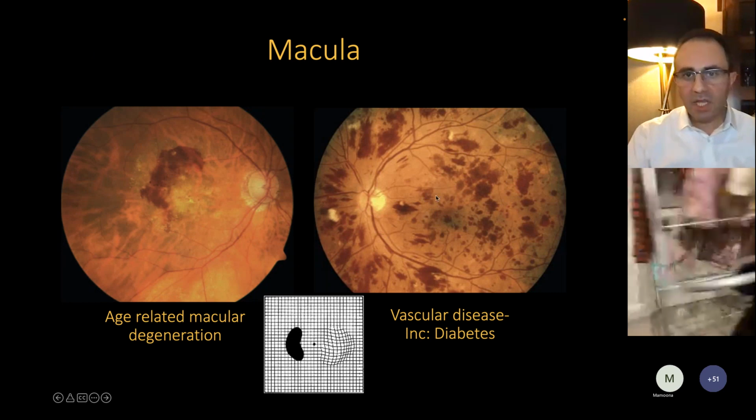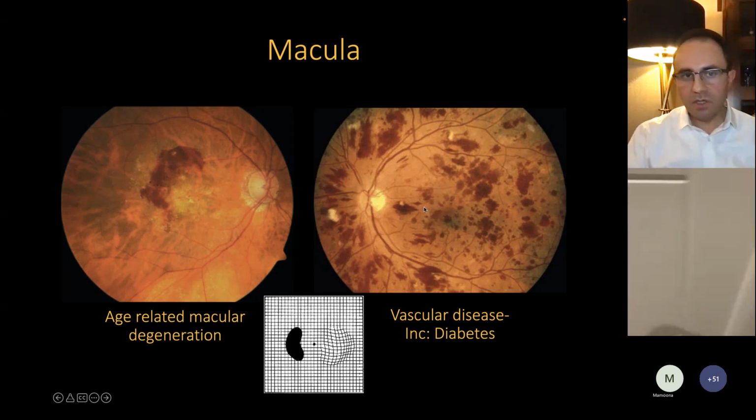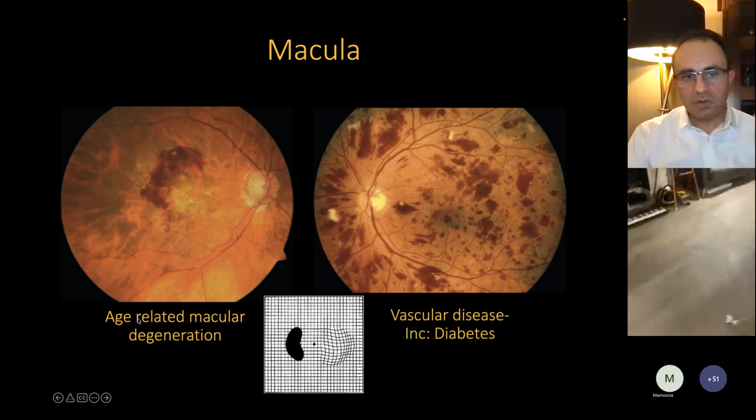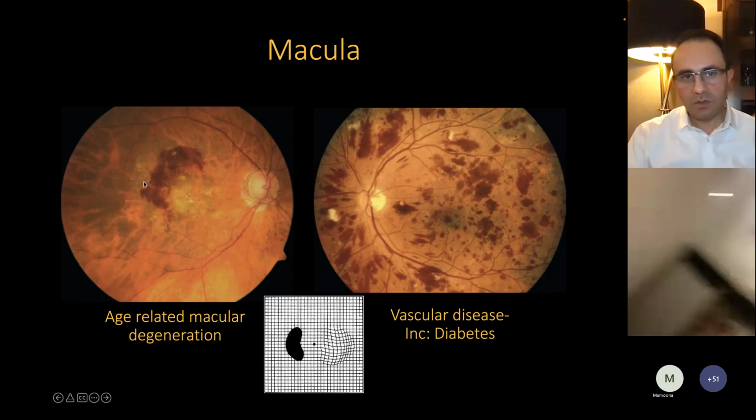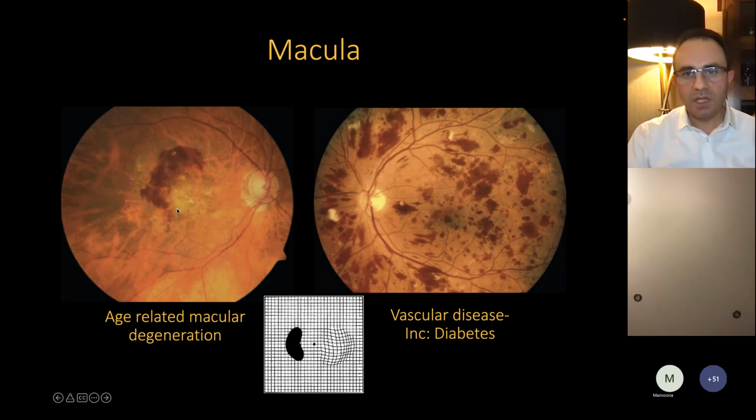Macula, you have 2 types you need to distinguish between, if you can. Age-related macular degeneration, which is this one. The whole retina is fine, everything is fine, but you see a bleed in the center and some signs of wear and tear. Or if you have vascular disease, including diabetes affecting the macula, those people will have mainly a problem in the central vision. And the most useful tool for this is advising them to use an Amsler grid.